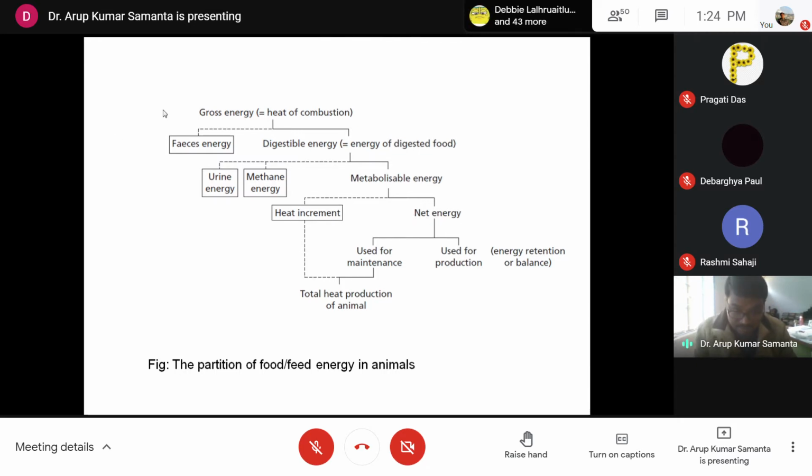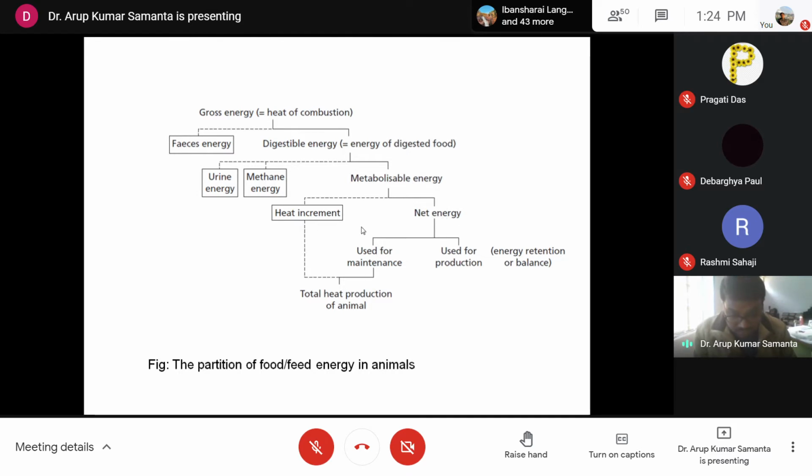That means this schematic diagram you have to remember: total gross energy minus fecal energy losses is the digestible energy. Digestible energy minus urinary energy losses and methane energy losses combined, if you deduct it from the digestible energy, you will get the metabolizable energy. Then in order to get the net energy, you have to deduct heat increment from the metabolizable energy. You will be getting the net energy.